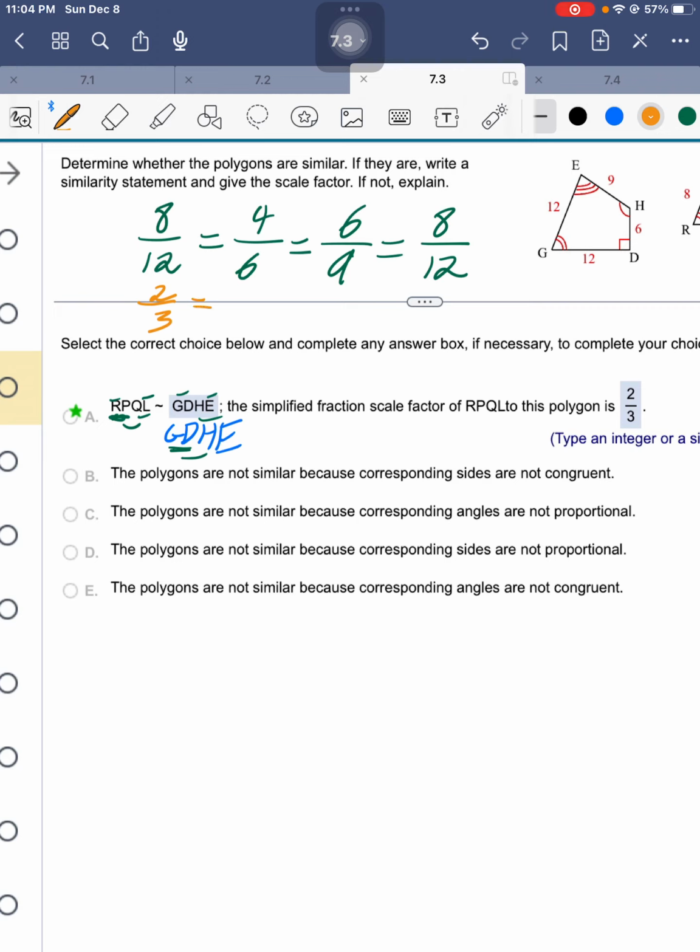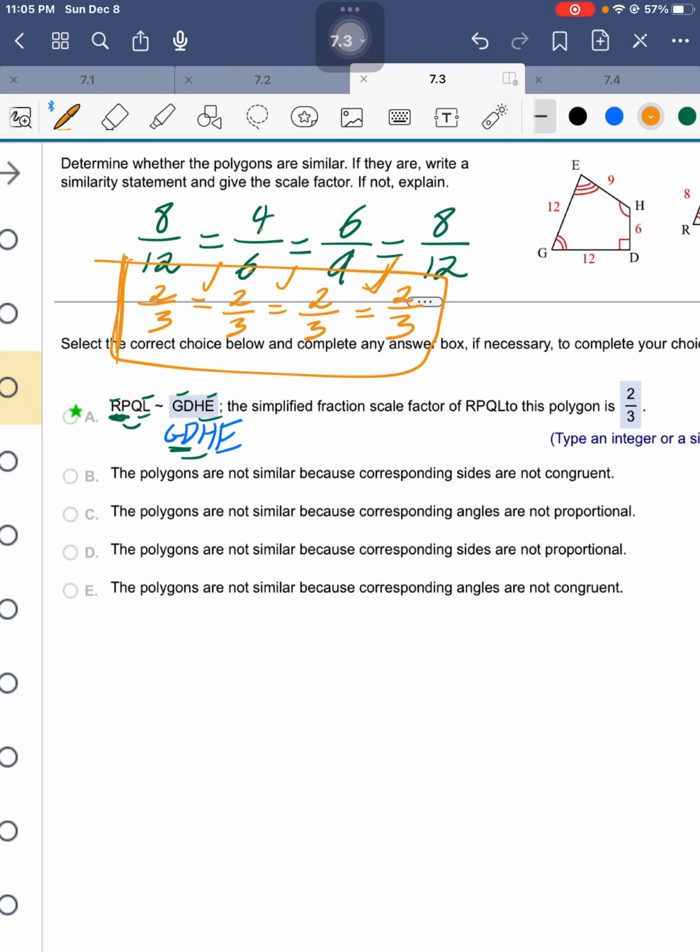2 over 3, because the greatest common factor is 4. What's the greatest common factor of 4 and 6? 2. So 2 over 3. Greatest common factor of 6 and 9 is 3. So divide by 3, divide by 3. And the greatest common factor, once again, we just did this one over here, right? So it's going to be also 2 over 3.